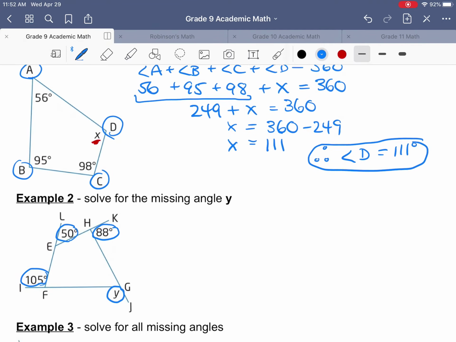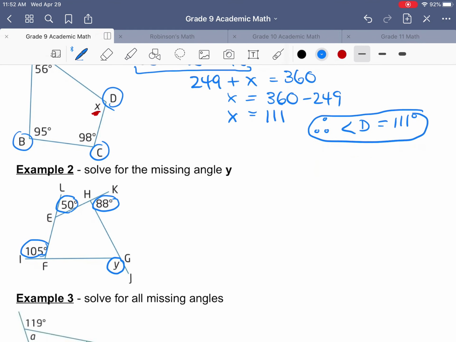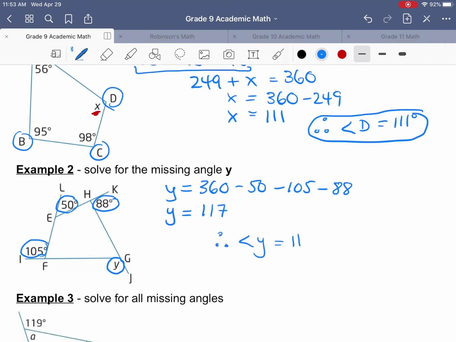So we can do what we did in example 1 if we wish, but you could also think about it in this way, that Y is going to be whatever is left over after we have subtracted all of these other angles from 360 degrees. So we have Y is equal to 360 minus 50 minus 105 minus 88. And that's going to give us 117. So therefore, angle Y is equal to 117 degrees.